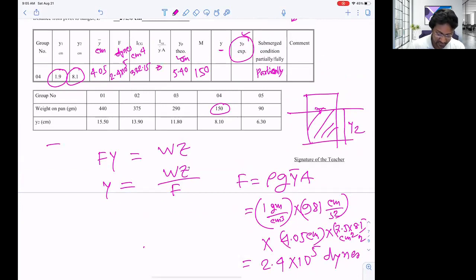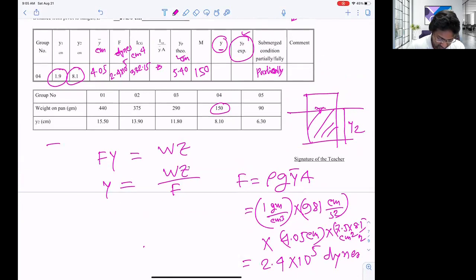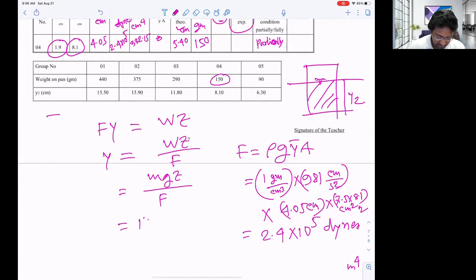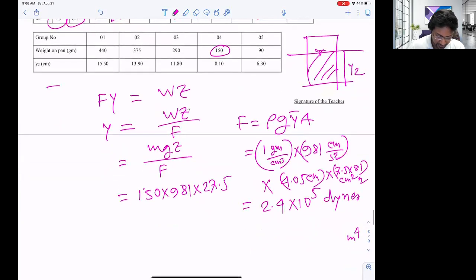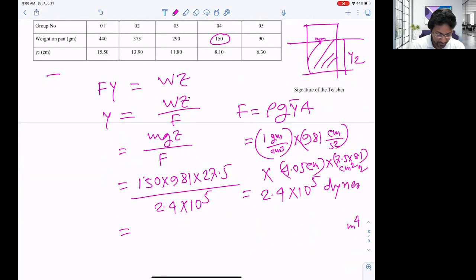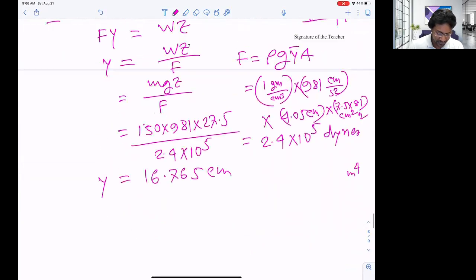Because we already calculated this part in the equation directly, we don't need to use that again. What we need to calculate now is Y. We know the mass in grams, 150, so it will be m g j over F. M is 150, g again 981, and this is 27.5 centimeter, and F we know is 2.4 into 10 to the power 5. Then we'll have Y in centimeter. So 150 into 981 into 27.5 divided by total F gives 16.765 centimeter. That is the Y from the pivot point to the center of pressure.